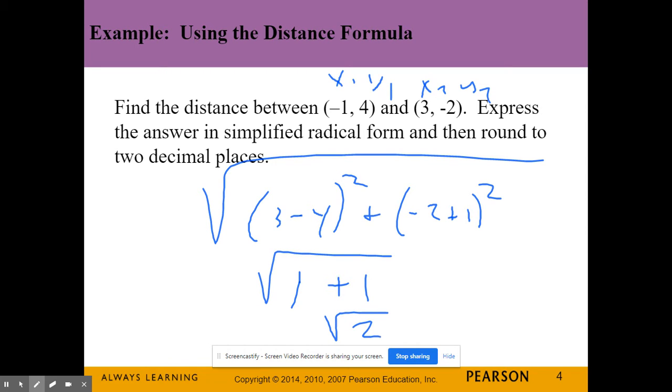It says round to 2 decimal places. So the square root of 2 rounded to 2 decimal places is 1.41. Okay, let's look at the next one.